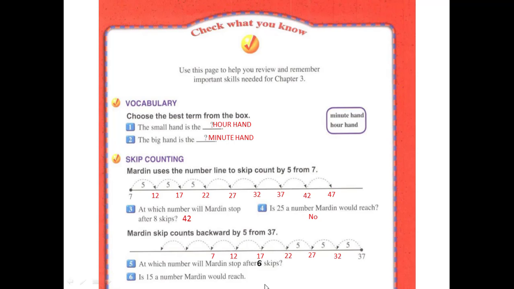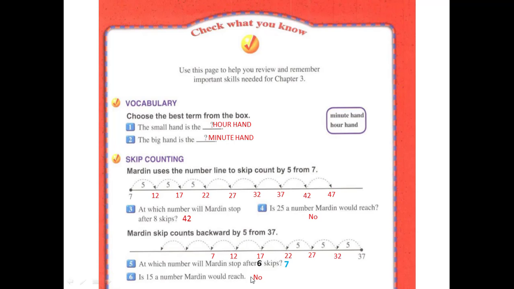At which number will Mardin stop after 6 skips? 1, 2, 3, 4, 5, 6. It is 7. After 6. Okay. Now, do you see any 15 here? 15? No, we don't have 15. So, no.